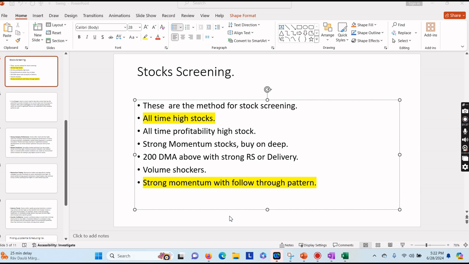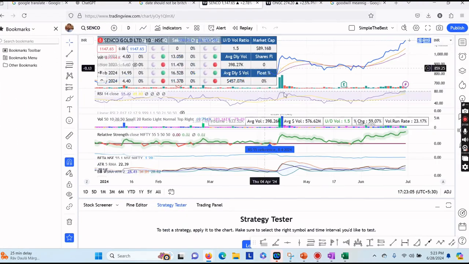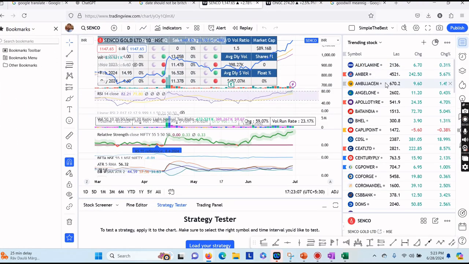Now I am going to see one of the best methods, and how it works. I am going to look at some examples for this highlight. In the coming sections I'll go into more detail. These are the stocks I have downloaded that work on follow through patterns. They have strong momentum. There are multiple screeners I have used.